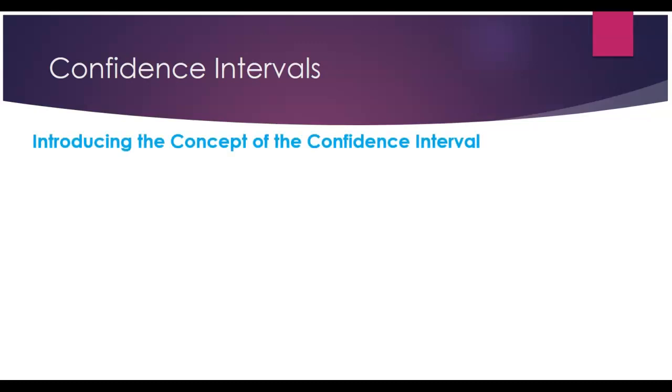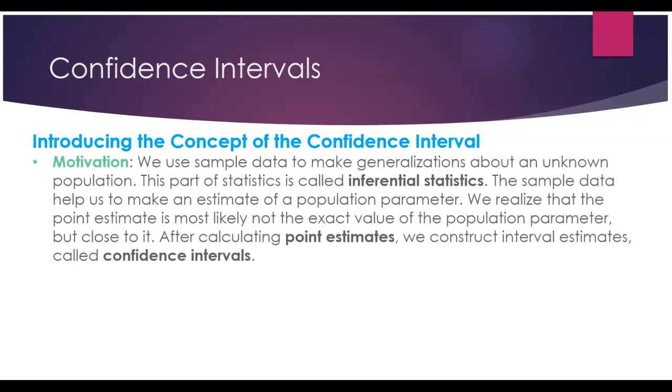Well, introducing the concept of confidence interval to begin with, there's a motivation for this. We're going to use sample data to make generalizations about an unknown population. This part of statistics is what we talked about before and mentioned called inferential statistics. The sample data help us to make an estimate of a population parameter. We realize that the point estimate is most likely not the exact value of the population parameter, but close to it. After calculating point estimates, we construct interval estimates called confidence intervals.